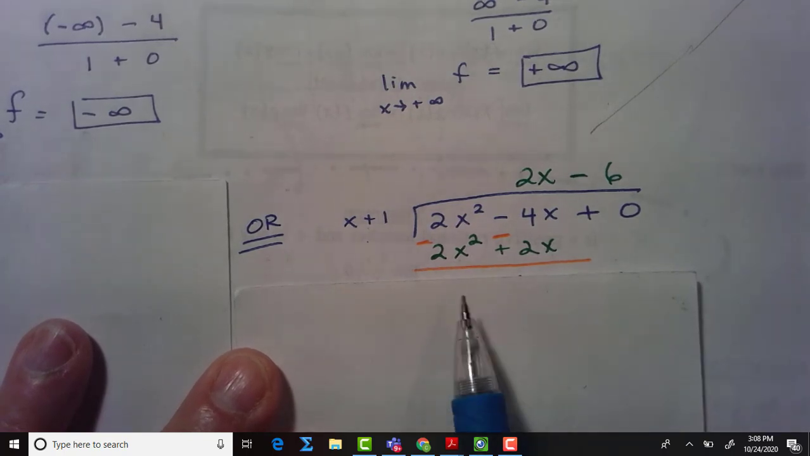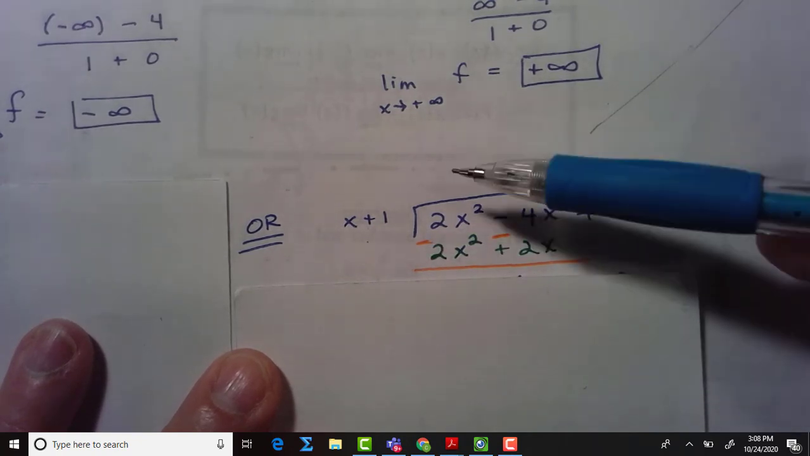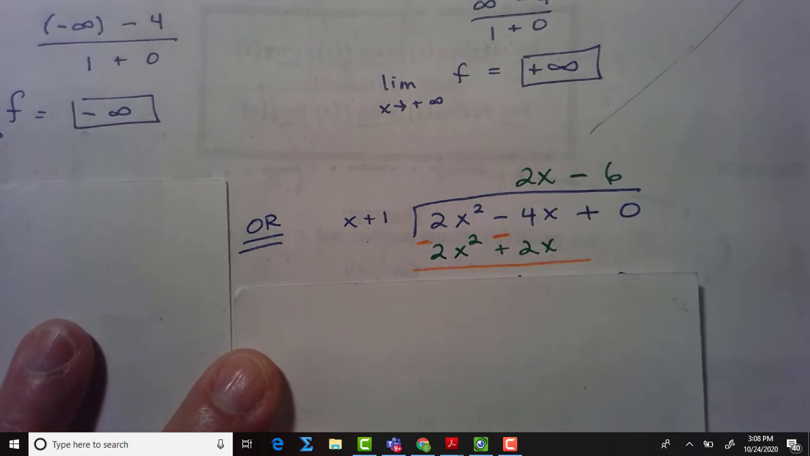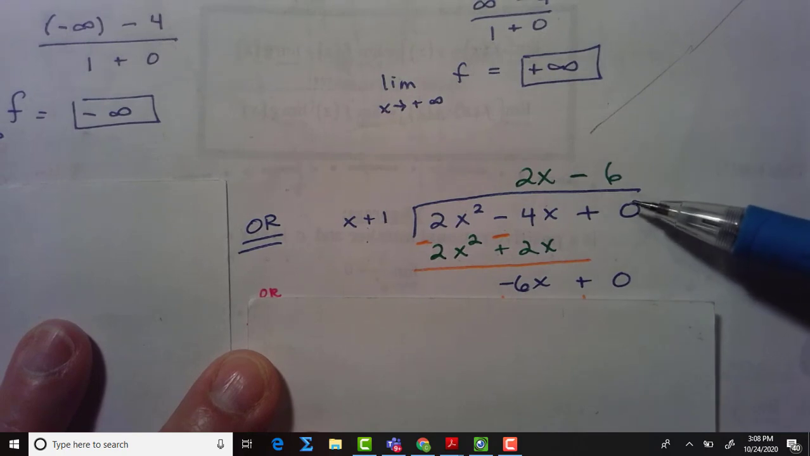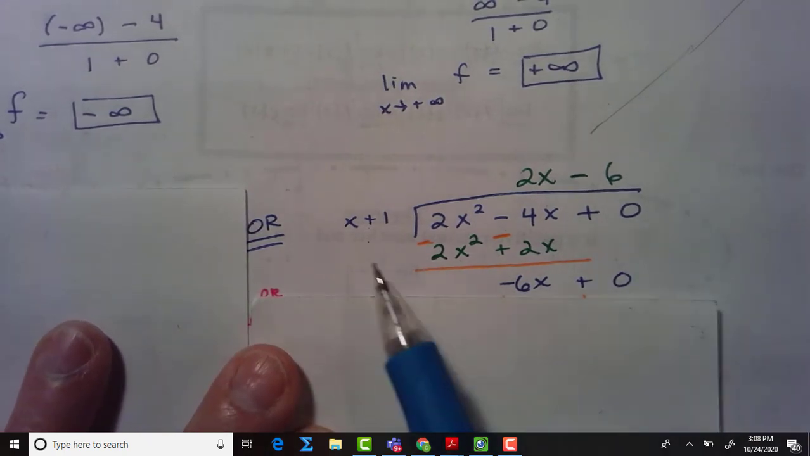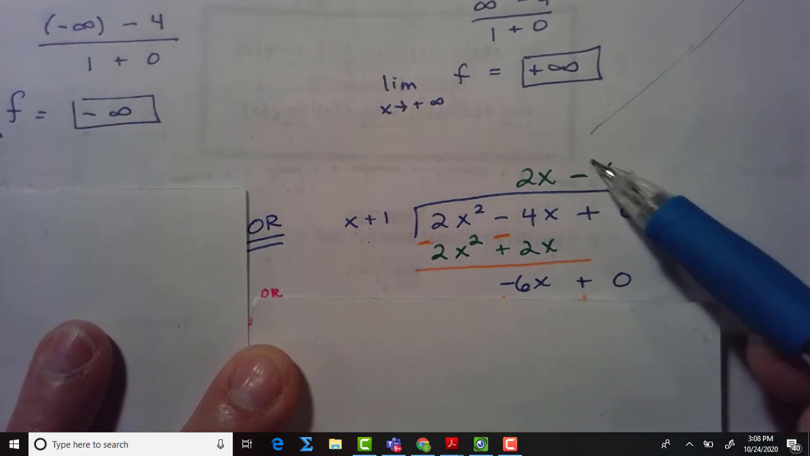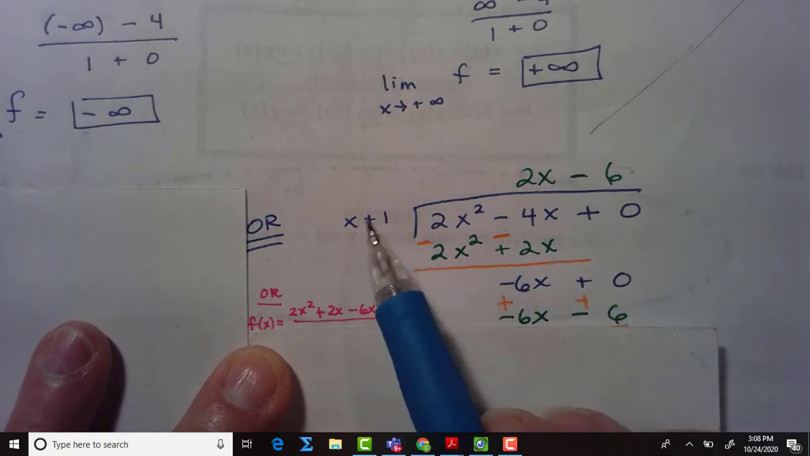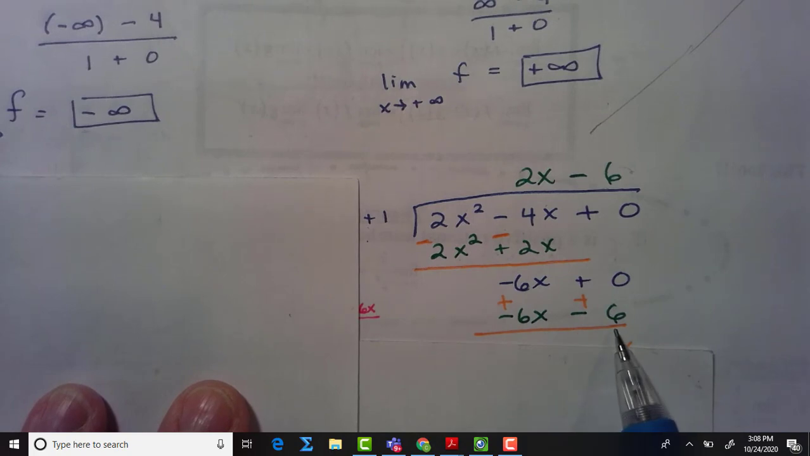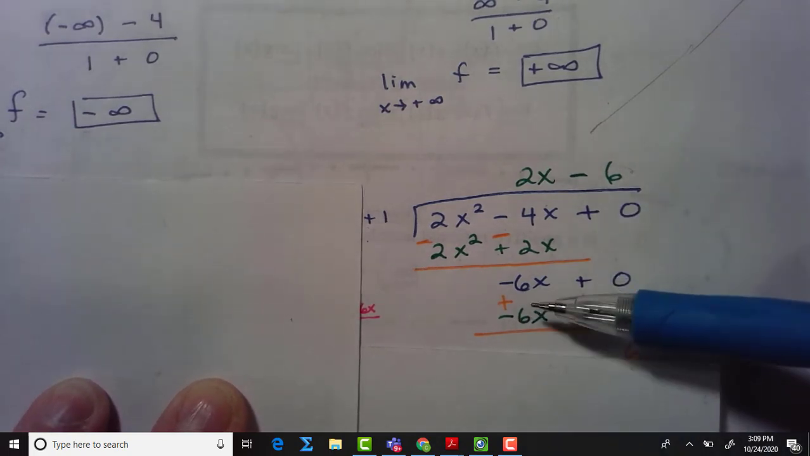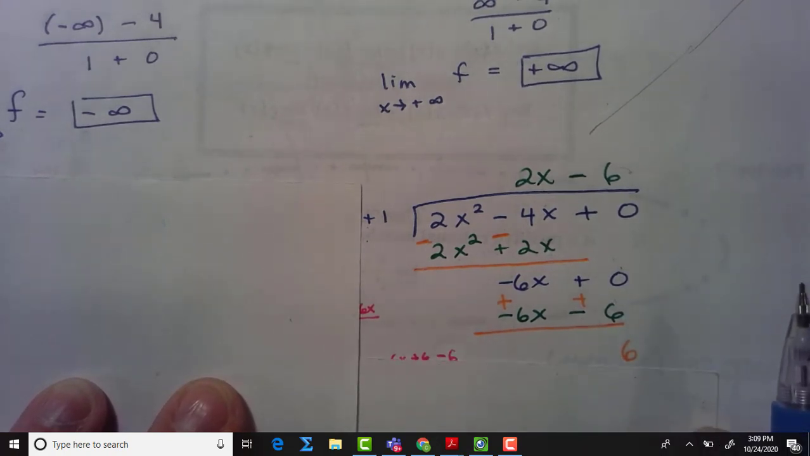And here is my trick. Draw a line, change every sign, and add. 2x squared plus negative 2x squared, 0. Negative 4x plus a negative 2x is negative 6x. Bring down the next term. Now, what do I need to multiply x by to get negative 6x? Well, negative 6. Distributing negative 6 across this gives me negative 6x minus 6. Draw a line, change every sign, and add. Negative 6 plus 6, 0. 0 plus 6 is 6.